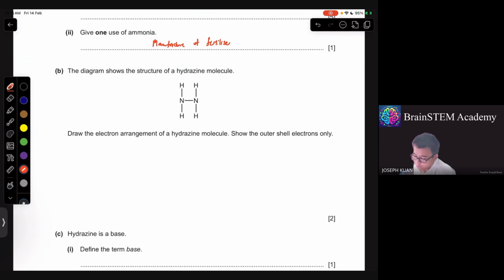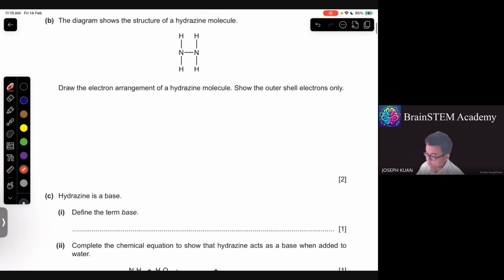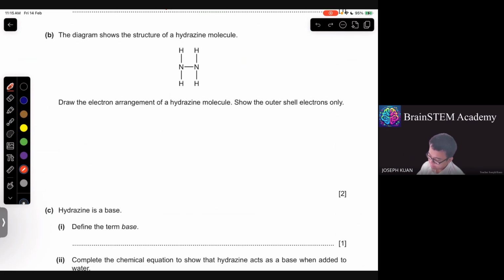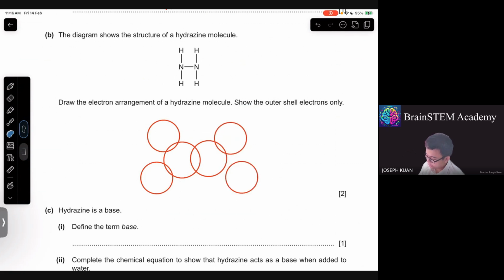Next, the diagram shows the structure of a hydrazine molecule. Draw the electron arrangement of a hydrazine molecule and show the outer shell electrons only. So we are translating the diagram into circles, right? We do the same thing. We have our central nitrogen atoms, and then our hydrogen atoms on the side.